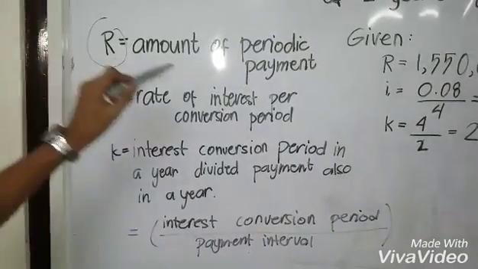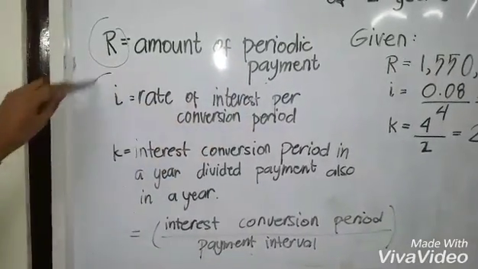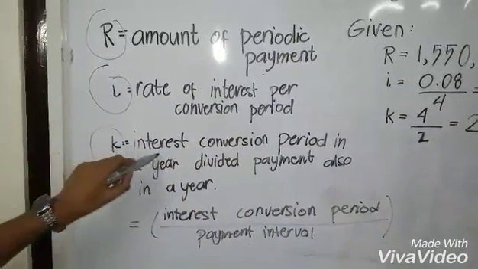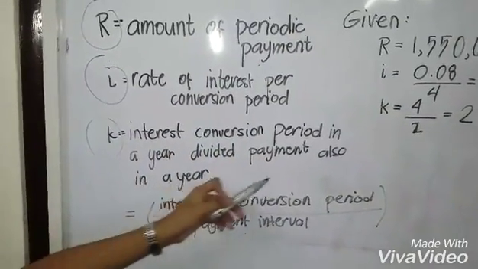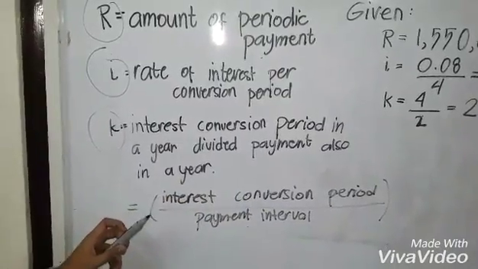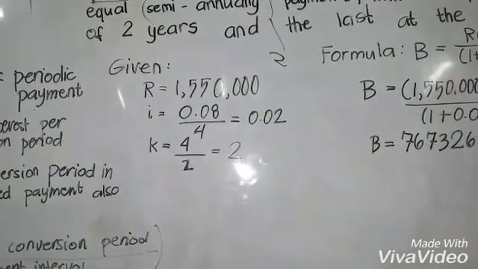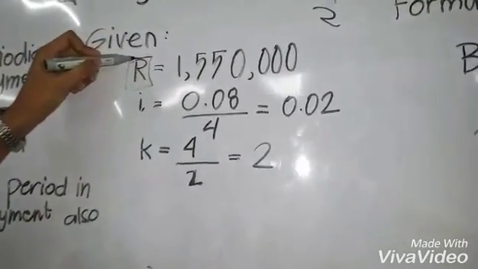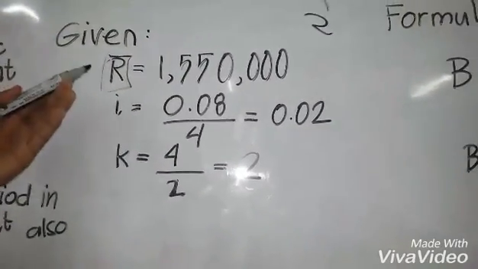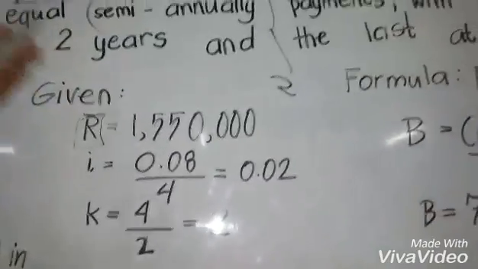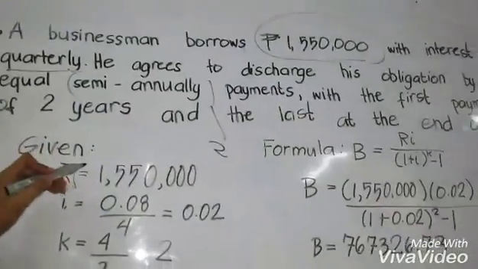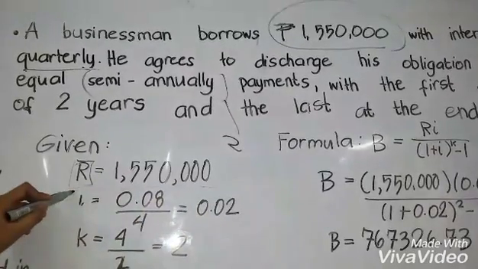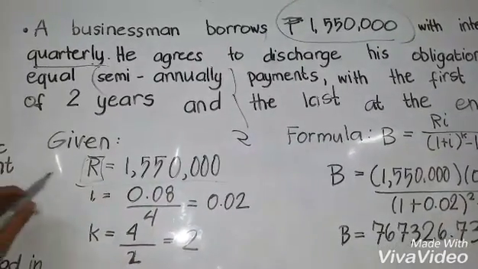R stands for the amount of the periodic payment, i is the rate of interest per conversion period, and k is the interest conversion periods in a year divided by the payments in a year. R has been stated as the amount of the periodic payment. So in the problem, a businessman borrows 1,550,000 pesos, so that is the given for the amount of the periodic payment.